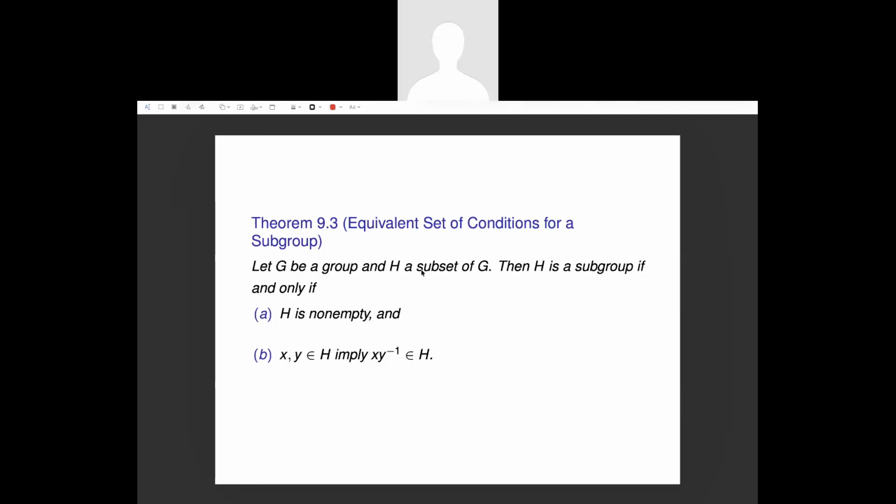Let G be a group and H a subset of G. Then H is a subgroup of G if and only if H is non-empty and x, y belonging to H implies that x y inverse also belongs to H. So if these two properties hold, then we can say that H is a subgroup of this group.